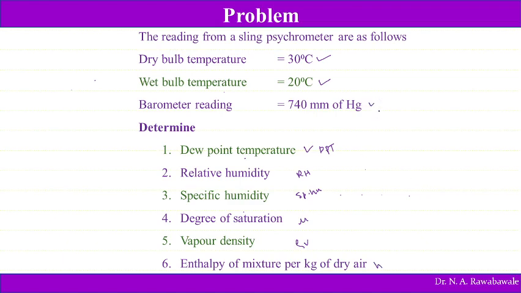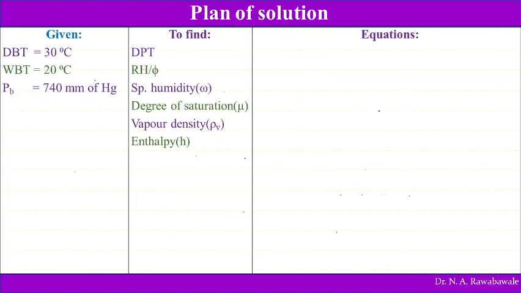Before starting to solve this problem, let us make a plan. What is given is the dry bulb temperature of air, 30 degrees Celsius, and the wet bulb temperature, 20 degrees Celsius, whereas the barometric pressure, that is atmospheric pressure, is 740 mm of Hg. We are asked to find the dew point temperature, relative humidity phi, specific humidity omega, degree of saturation mu, vapor density rho v, and enthalpy H.